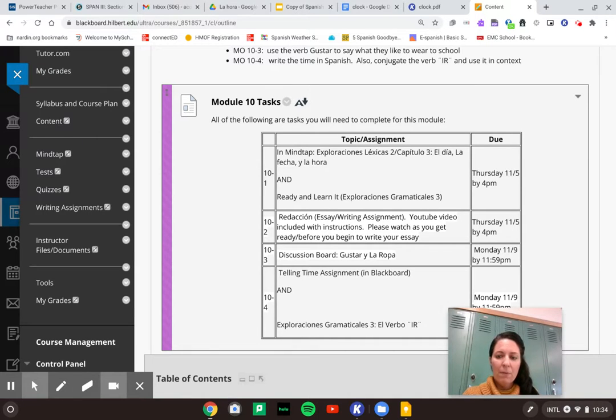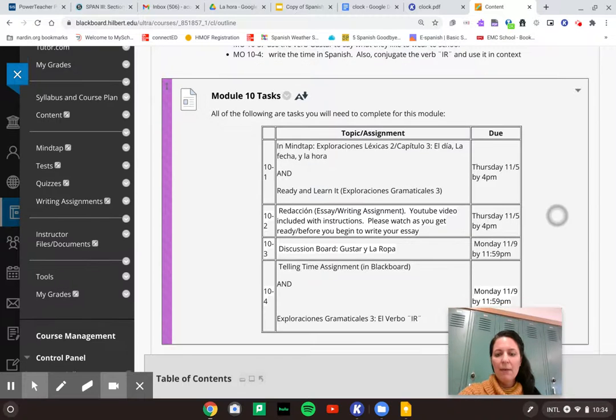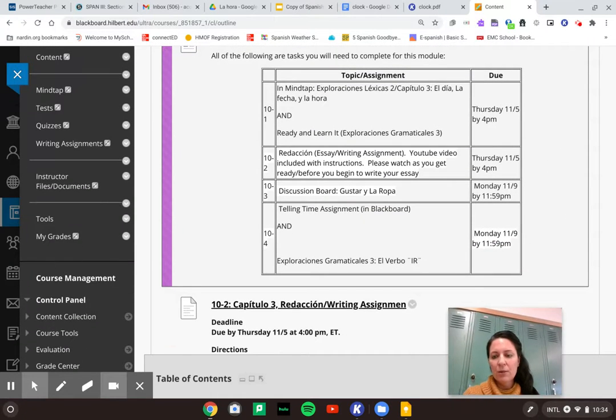So then for Monday, next class, next week, for the 9th, you guys have the discussion board on La Ropa. Please make sure you do that. And then you do have your exploraciones tres about the verbo ir, and I'll be teaching that today in class. That's in mind tap. That's due at Monday.